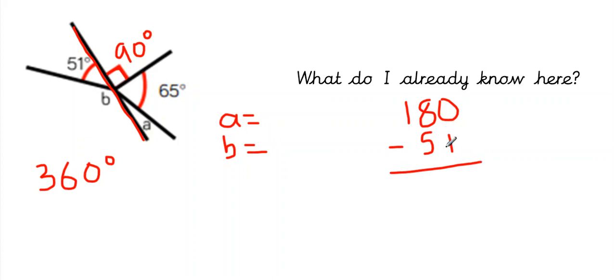I'm going to do 0 take away 1, which I can't do, so I'm going to exchange. 10 take away 1 is 9. 7 take away 5 is 2. And 1 take away 0 is 1. So B equals 129 degrees.